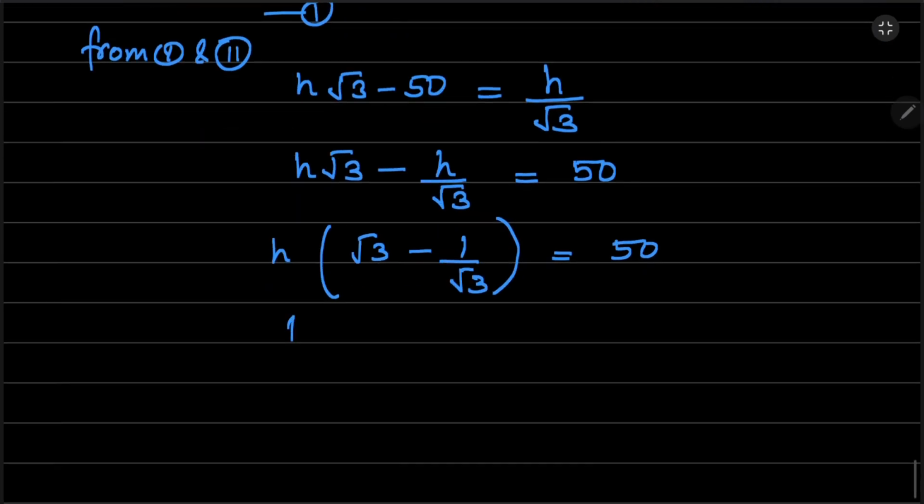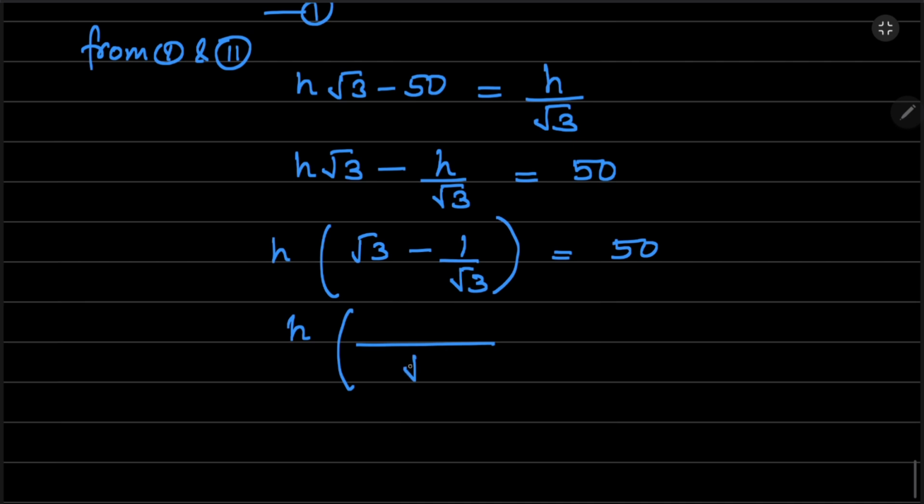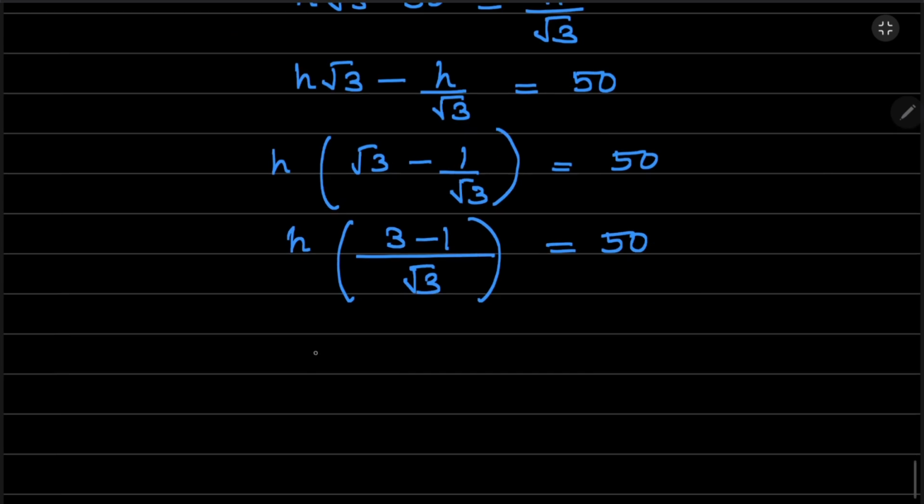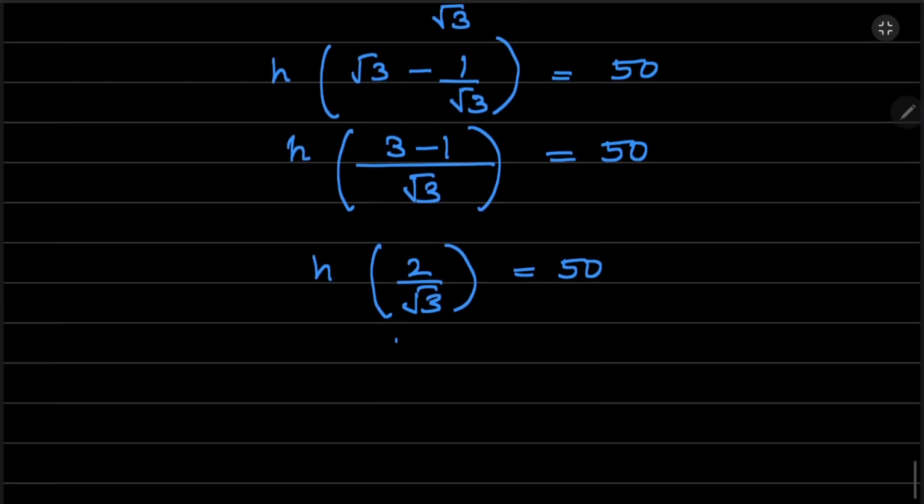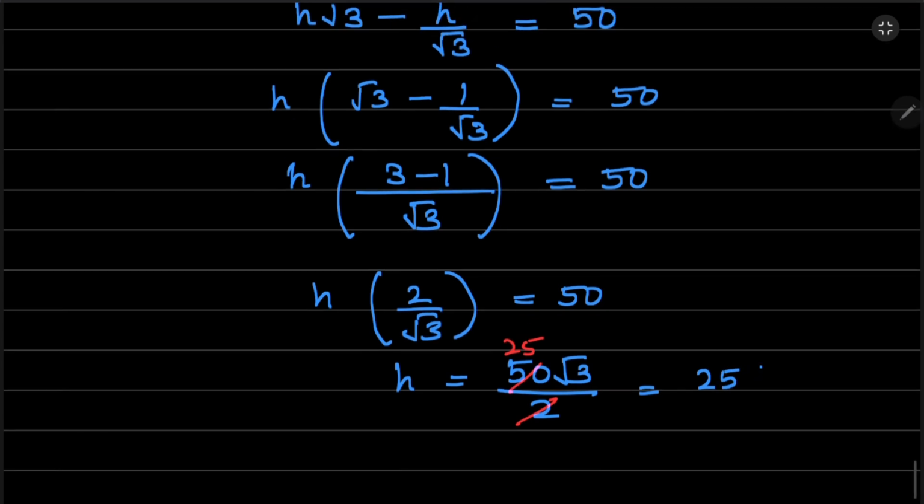Take the LCM and then cross multiply. LCM is root 3. So you have (3 minus 1) by root 3. So h multiplied by 2 by root 3 is equal to 50. And what is h then? h will be equal to 50 root 3 by 2. You can cancel it, and 25 root 3 is what you'll be getting. So height is 25 root 3 meters. This is the height of the tower.